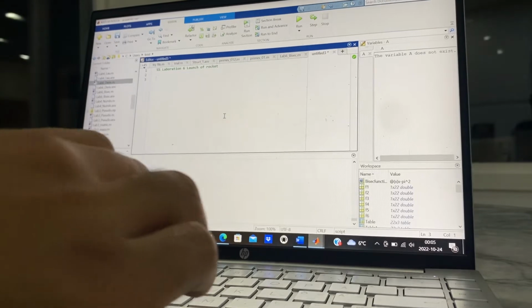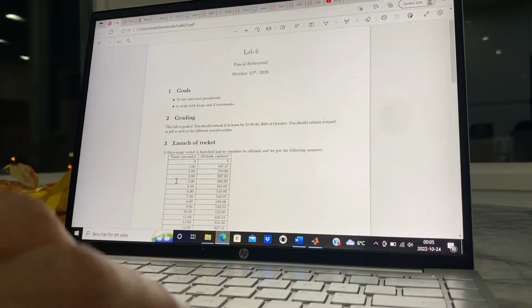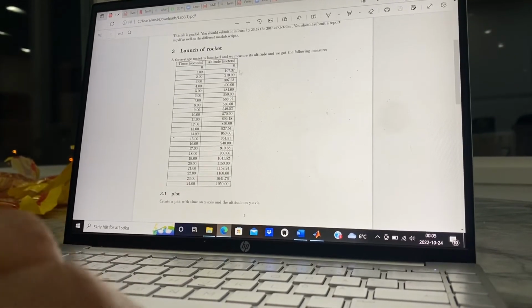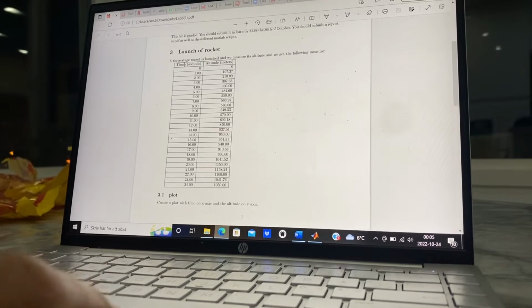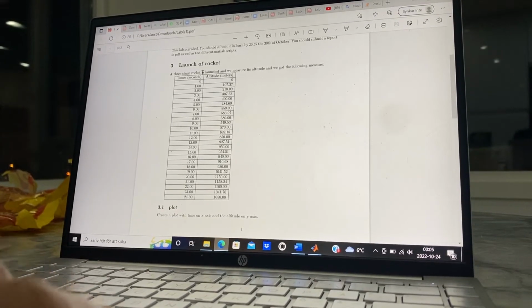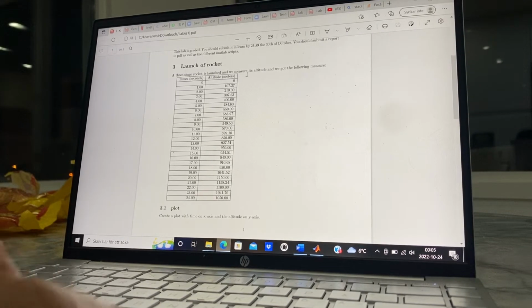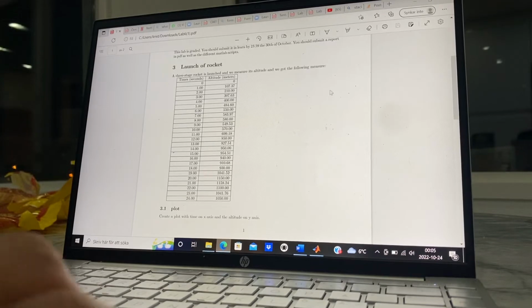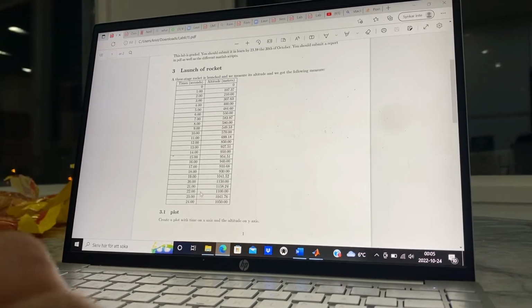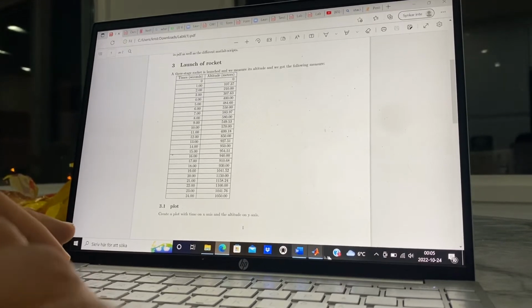So now I'm gonna do the first part of Elaboration 6, which you can read here. It's a launch of a rocket, a three-stage rocket launch. I'm gonna measure its altitude, and I got the following measures, as you can see, that I'm gonna put into MATLAB: the times in seconds and the altitude in meters.